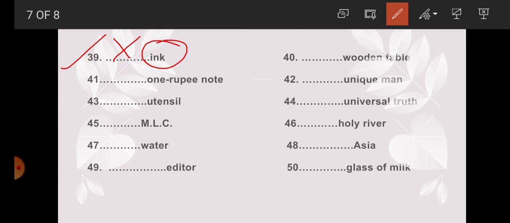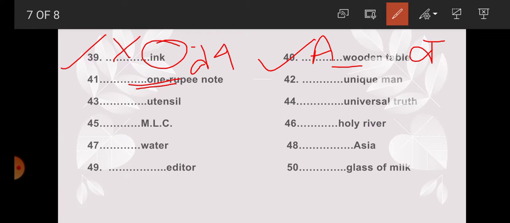Now next one, question number 40, dash wooden table. Wooden table, "wa". What is the sound here? "Wa" sound. So it is a consonant sound. So a wooden table. Dash 1 rupee note. One starts with O, that is a vowel, but the sound here is "wa". So which sound is it? "Wa" is what, student? Consonant sound. So write here A.